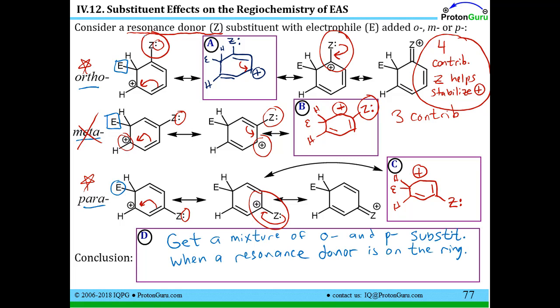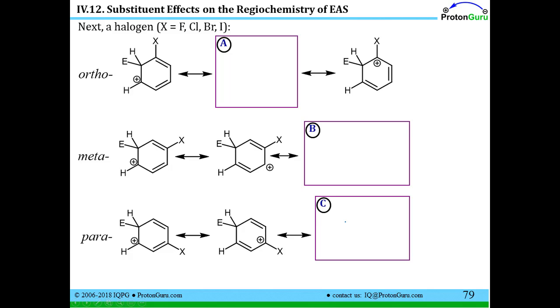And remember, we're talking about the Z, the resonance donor, already being on the ring before the electrophile adds. And I want to point out that these resonance donors are the same groups that we called activating groups in our previous lesson. So the same groups that are the most activating, that speed up the rate of electrophilic aromatic substitution reactions the most, they also are the best at stabilizing the carbocation intermediate, provided you use electrophilic aromatic substitution to place the second substituent on the ring.